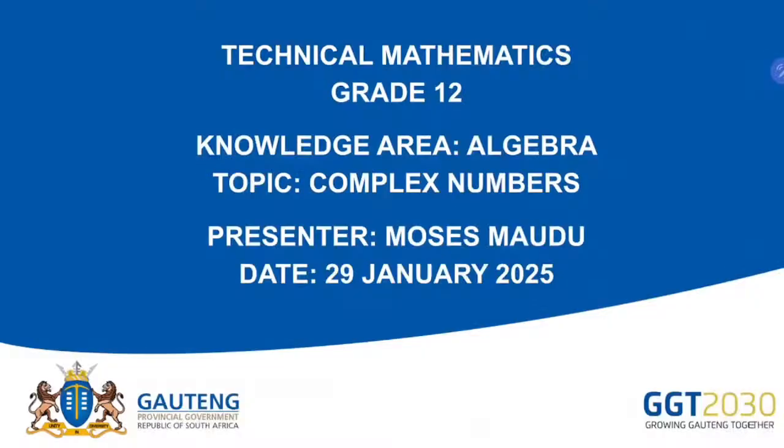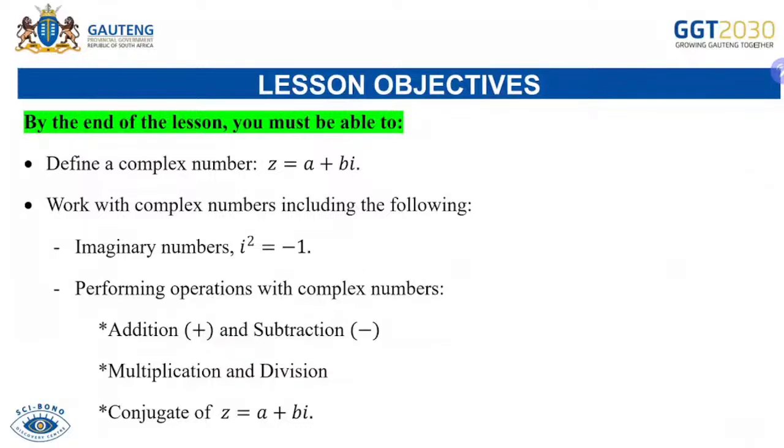Today we are going to look at the topic that is done in paper 1, which is in the algebra section, and the topic there is complex numbers. This topic, complex numbers, has only 15 marks in paper 1. And this is the topic that we are busy with at school level now.